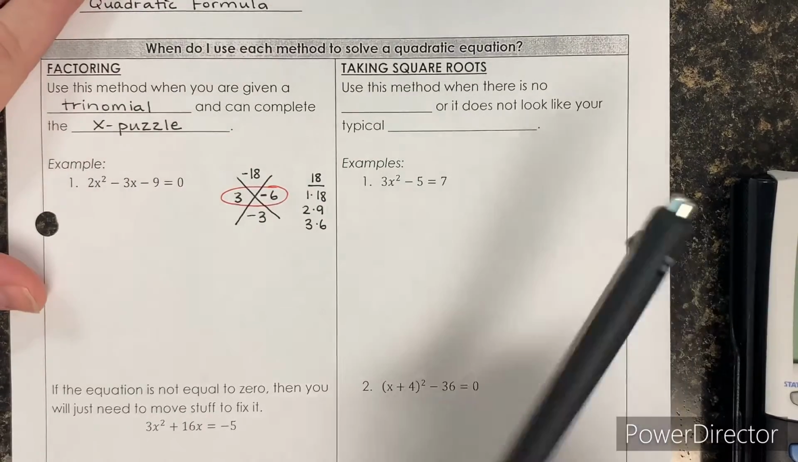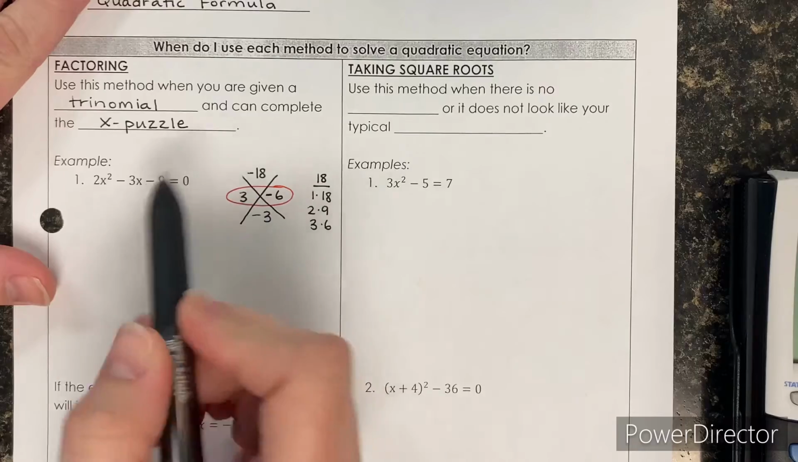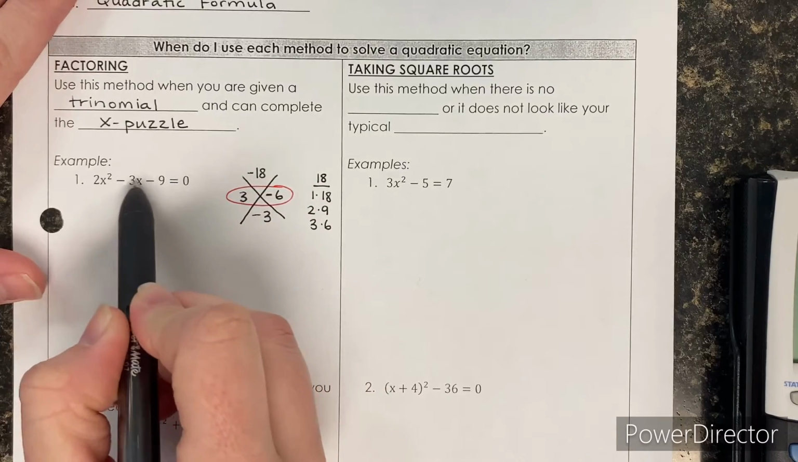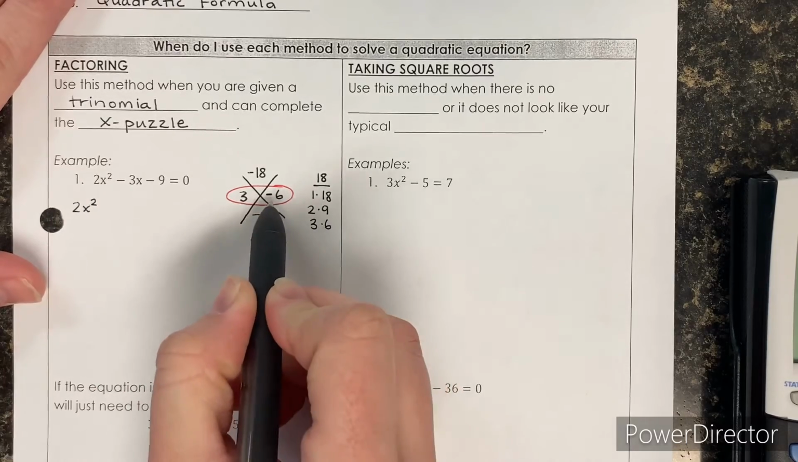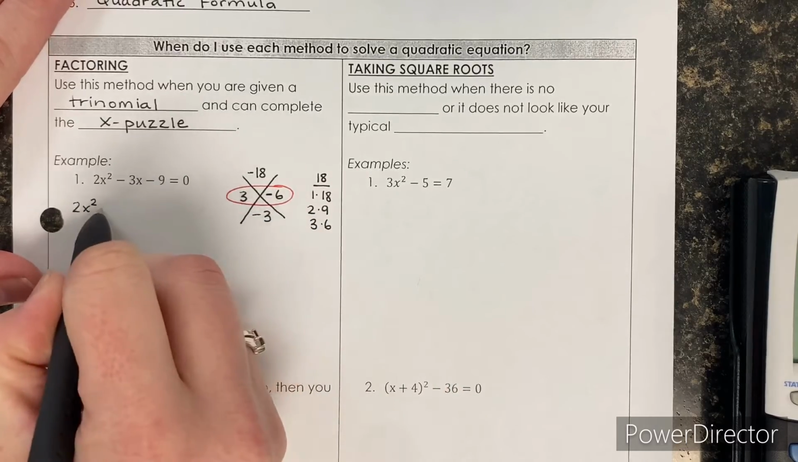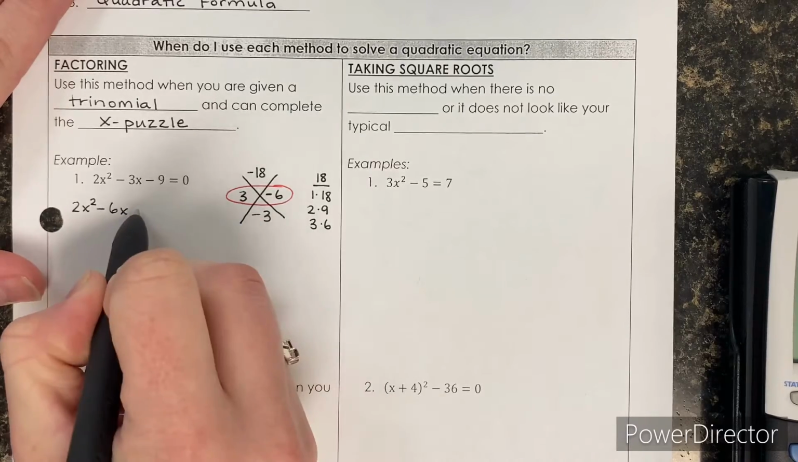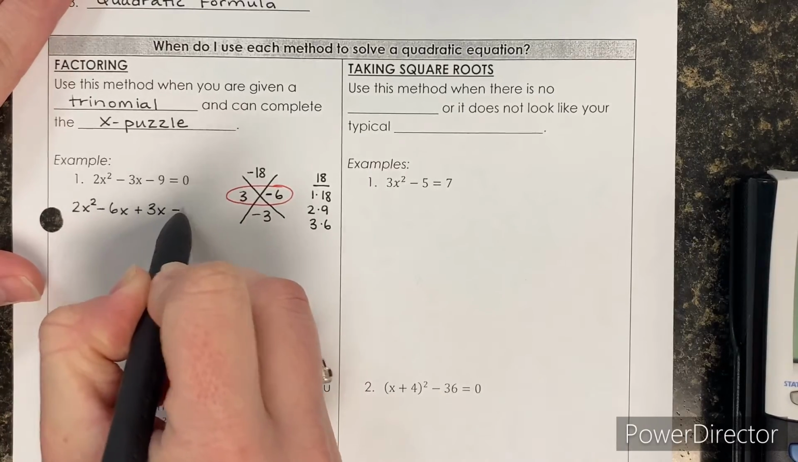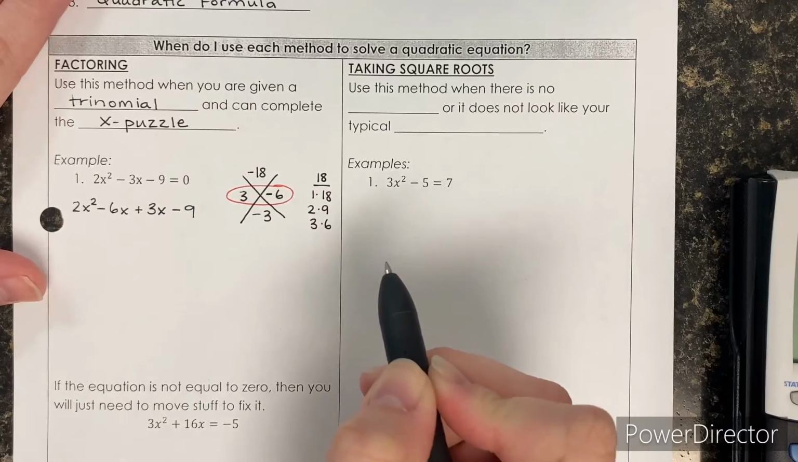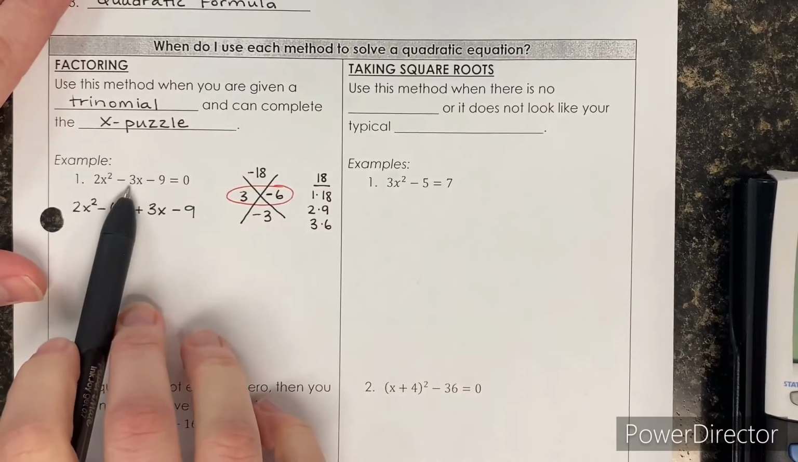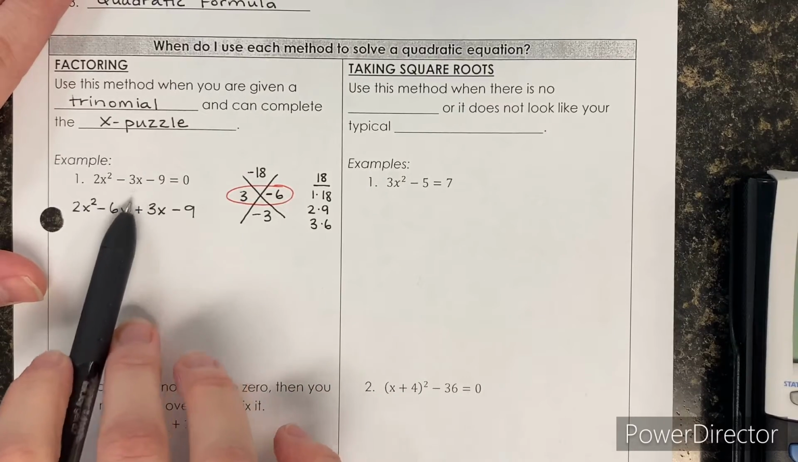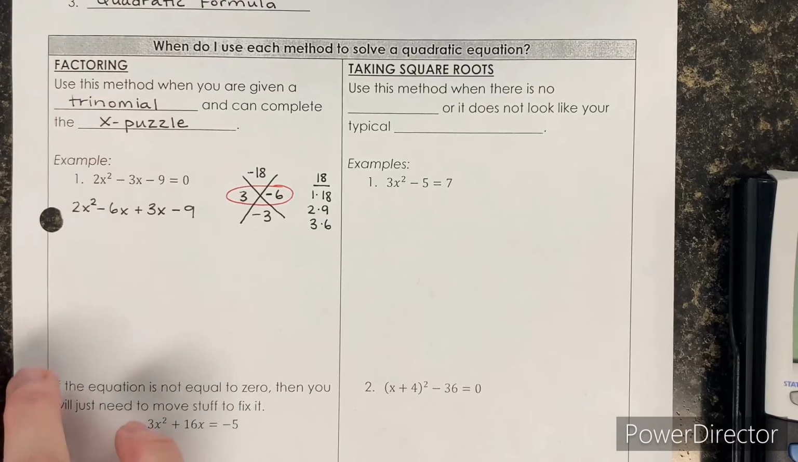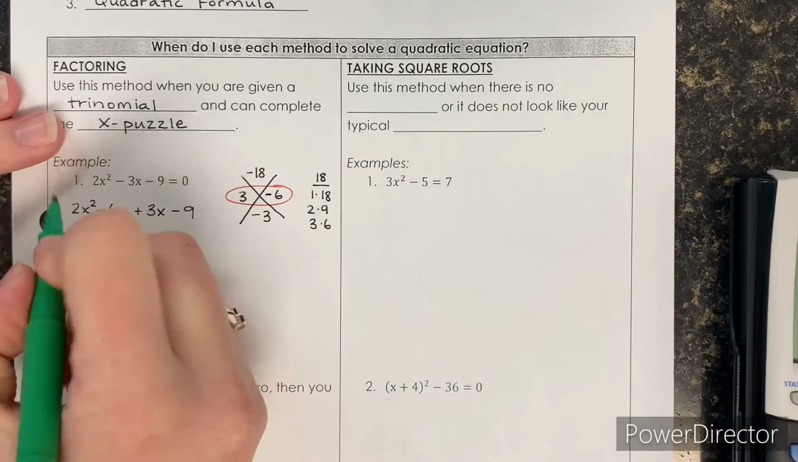So now, I'm going to take this 3 and 6, and I'm going to rewrite this and get rid of this 3x right here. So here's what it looks like. So 2x, I'm going to put 6 with 2, so I'm going to do minus 6x plus 3x minus 9. So all I've done so far is I got rid of that 3x and I put the 2 numbers from the side of my X puzzle in the middle. I just rewrote that middle term and got rid of it. The next thing I need to do is group them and take the GCF. So I'm going to group them.